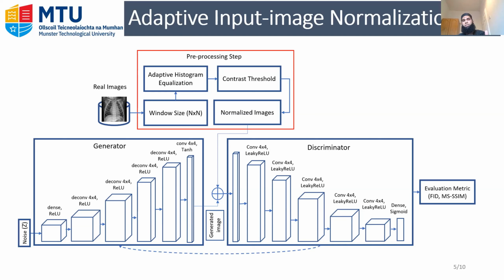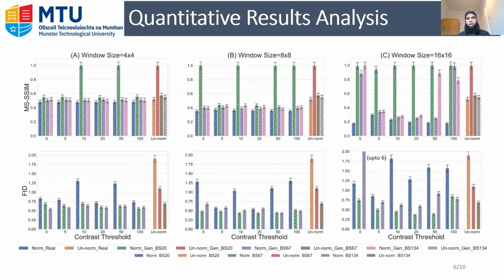And this is an architecture of deep convolutional generative residual network that we call DC-GAN. So this is our contribution as a pre-processing step. And let's see the quantitative results analysis of our work, where we use 3 different kinds of windows: 4x4, 8x8, and 16x16. Basically, we choose different window sizes to visually inspect the image features.